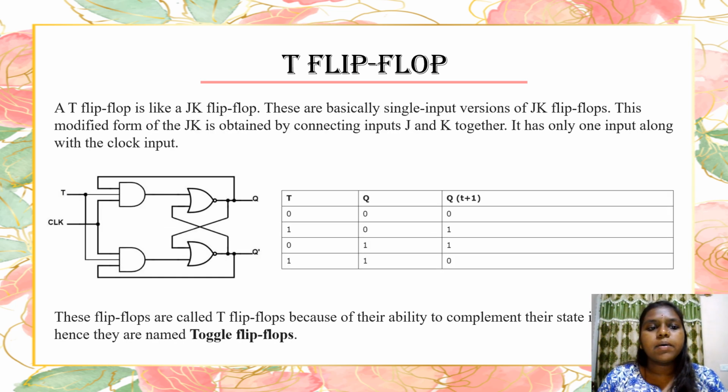T flip-flop. A T flip-flop is like a JK flip-flop. These are basically single input versions of JK flip-flops. This modified form of JK is obtained by connecting inputs J and K together. It has only one input along with the clock input. These flip-flops are called T flip-flops because of their ability to complement their state. Hence, they are named toggle flip-flops.